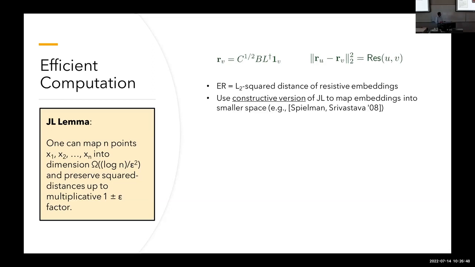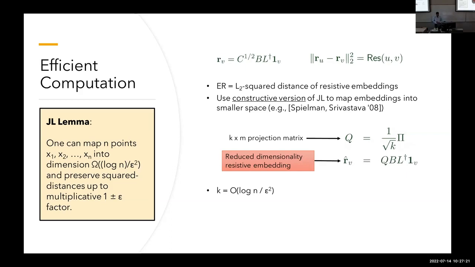And what I'm going to do is actually use a constructive version of this JL map. So first of all, I can compute this projection matrix. M is the number of edges in your graph, and then I choose some K, which is logarithmic. This corresponds to the dimensionality reduction in the JL lemma. There are various choices for Q. You can take a matrix of random Gaussians, or there are other things you can do, but the idea is that you can speed up computation. And I'm basically going to do this projection. So I will get a resistive embedding, but a smaller dimension version of it.